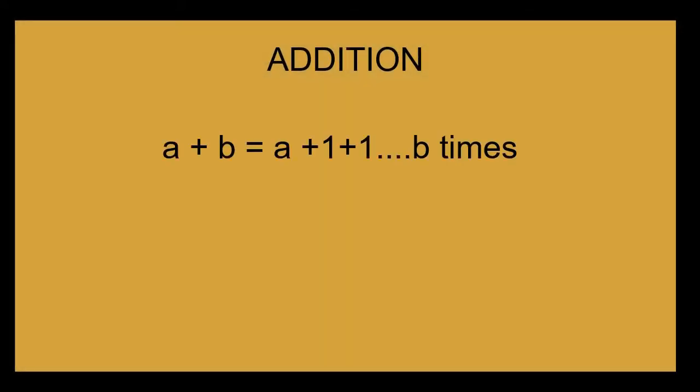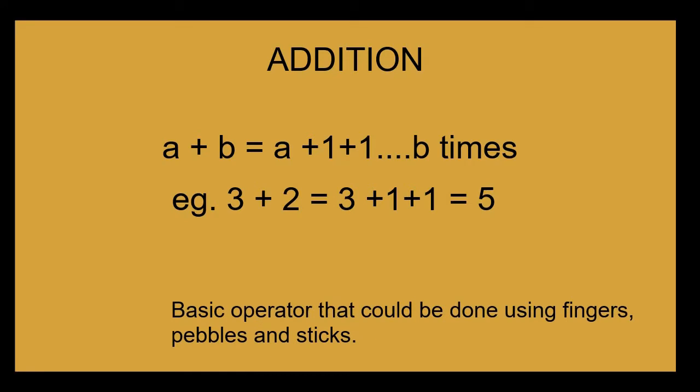Addition. If A is a number and another number B is added to it, basically you are adding 1 to A, B times. That is, A plus B is equal to A plus 1, B times. Example, 3 plus 2 equals 3 plus 1 plus 1 equals 5. Now, addition is the basic operator, and by the end of the video, you will find out why it is the mother of all operators.